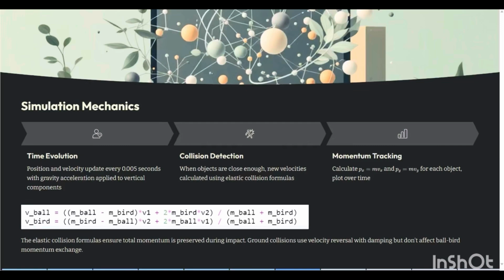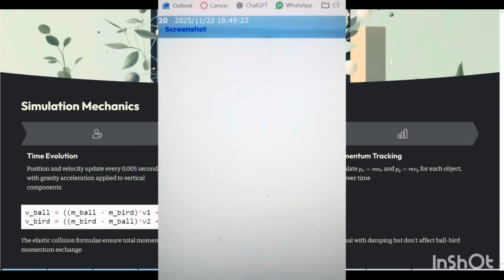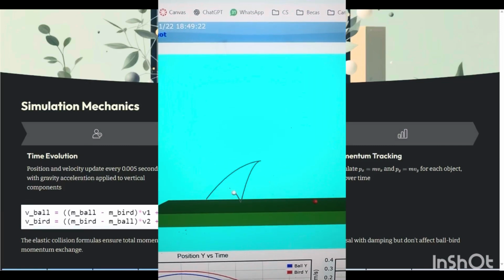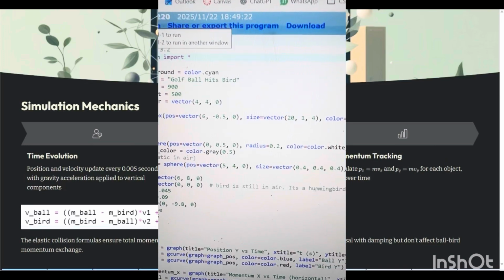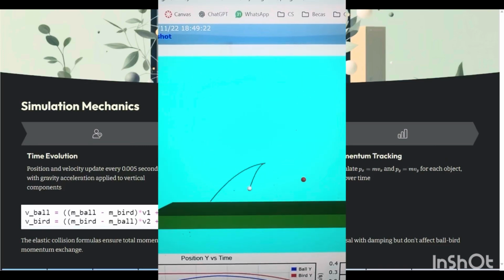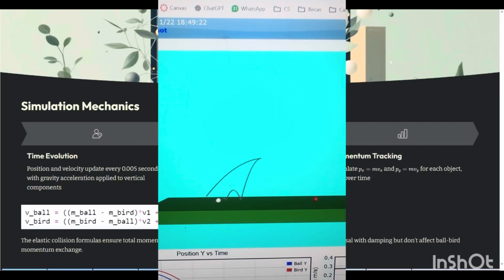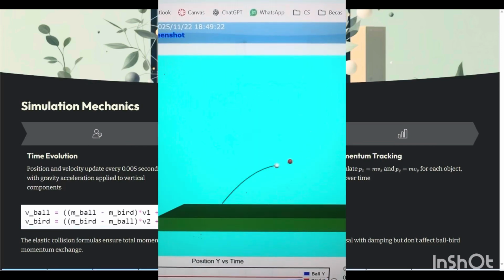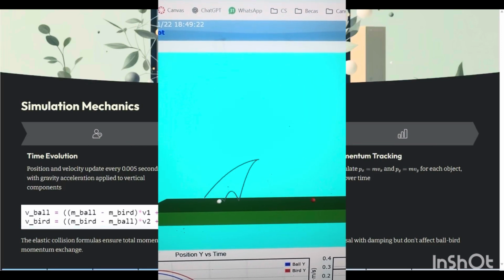After updating velocities, the simulation moves the objects according to their current velocities. The program also calculates the momentum components in both x and y directions for each object and plots them over time. The total system momentum is tracked by summing the momentum of the ball and the bird in each direction, showing that the momentum is conserved, especially in the horizontal direction where there are no external forces. Ground collisions are also handled separately by reversing and damping vertical velocities, but these do not affect the momentum exchanged between the ball and the bird during their collision.